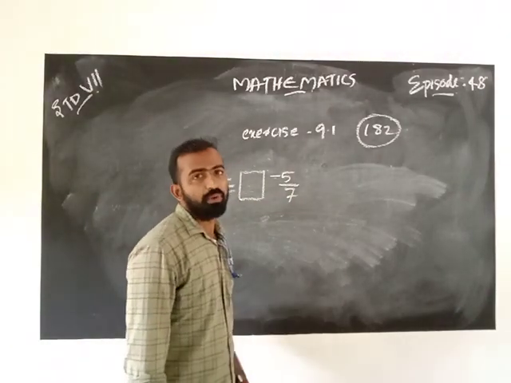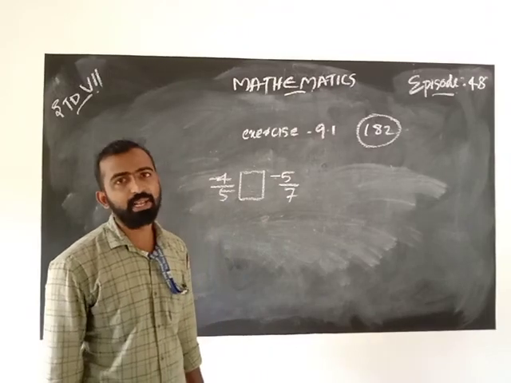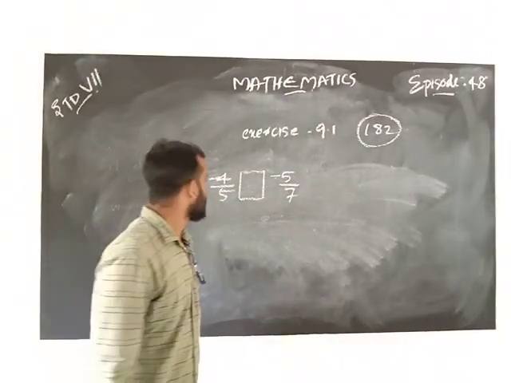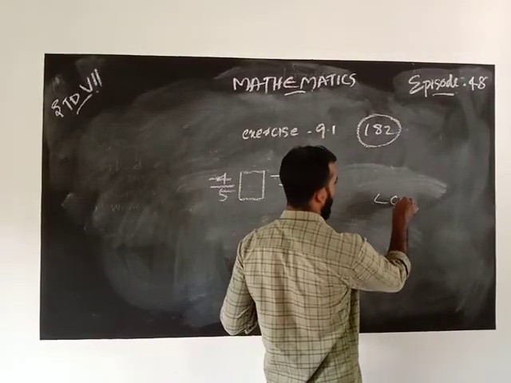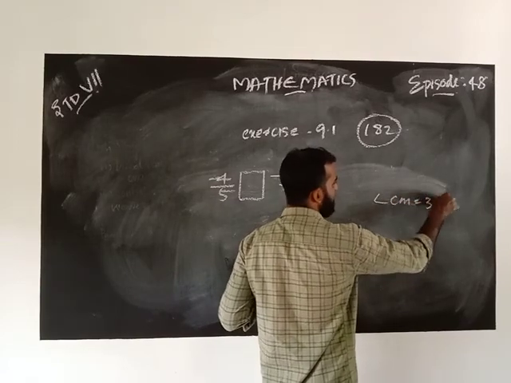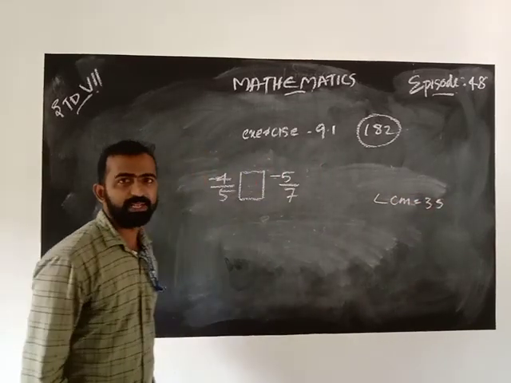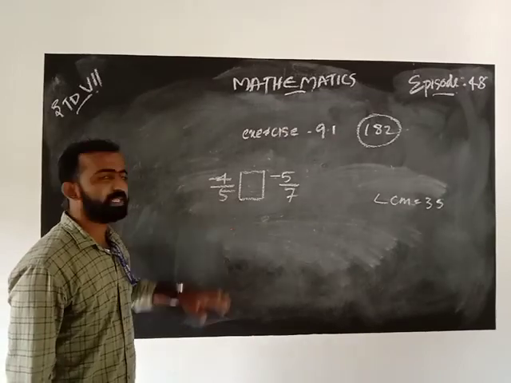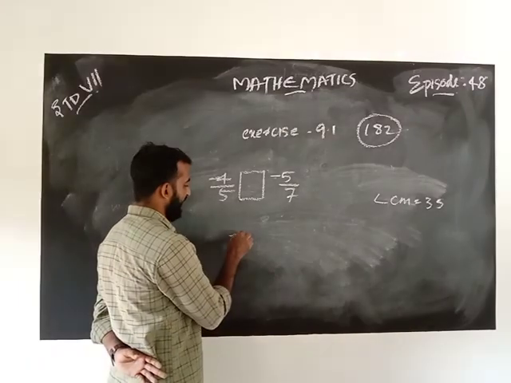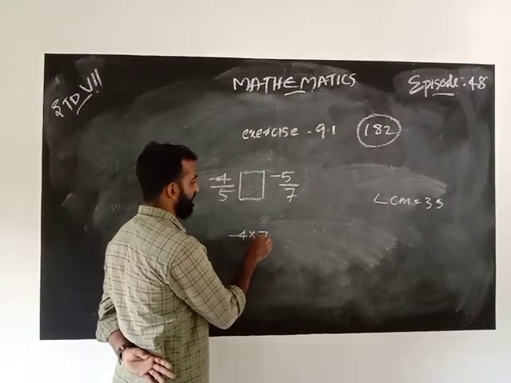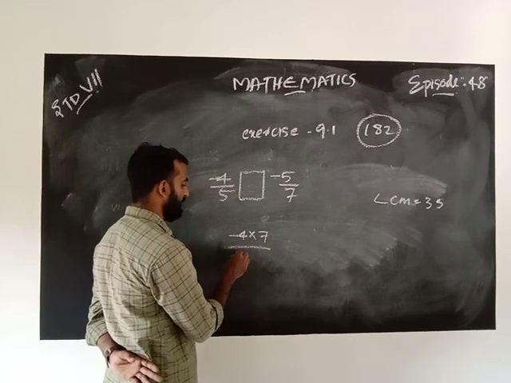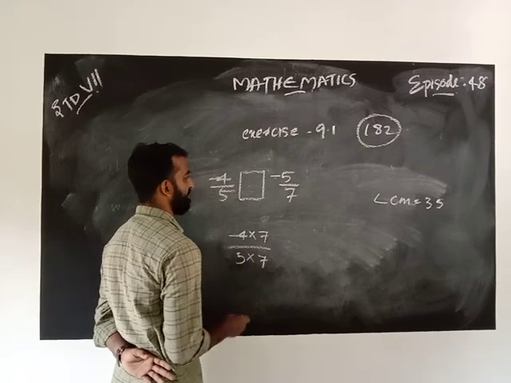So we take the LCM, and we get the LCM as 35. The LCM of 7 and 5 is 35. Here we have negative 4 into 7 divided by 5 into 7.